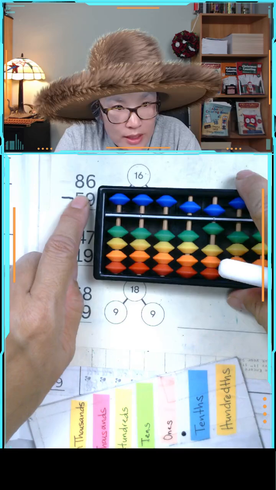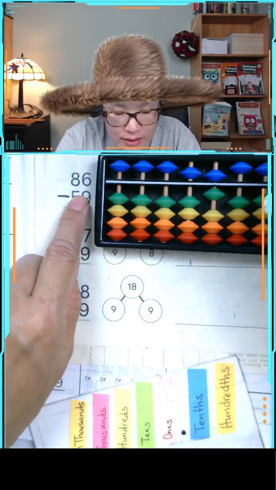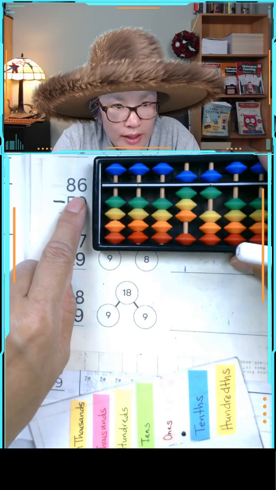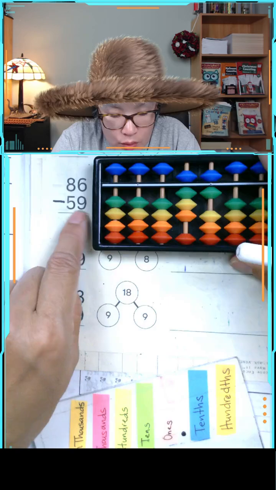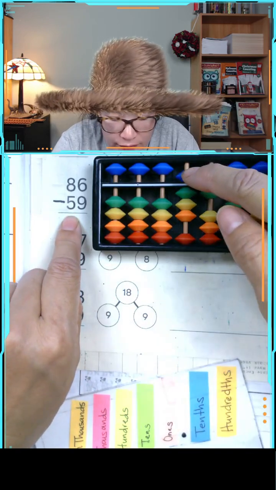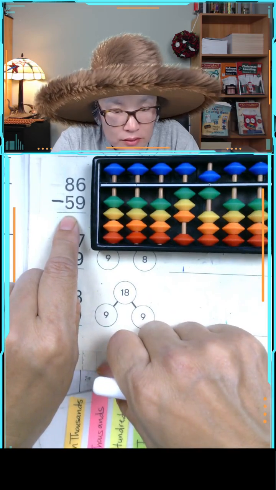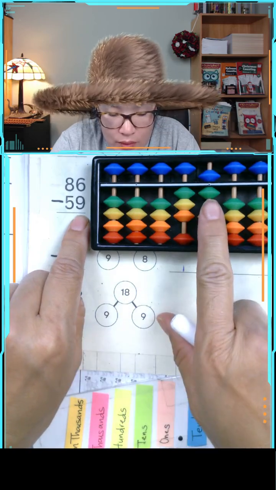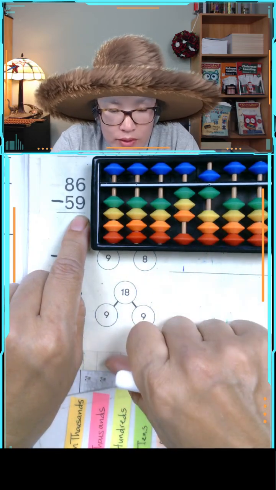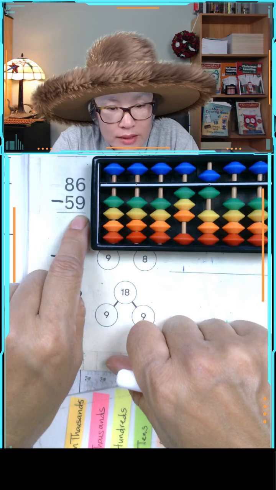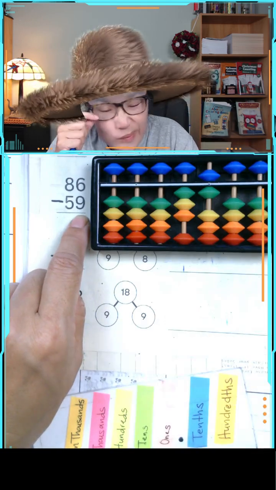Here we go. In Abacus World, we take it like this, right? We have 86. Okay? And then we look. We just take away the 5. Can you take away the 5? Yes, take away the 5. Okay? Make sense? Now we're taking away the 9. We take away the 9 from the 6. That's all we're doing. So how do you take away 9?